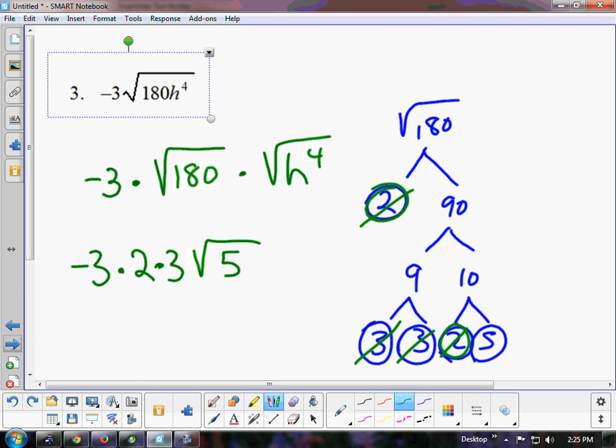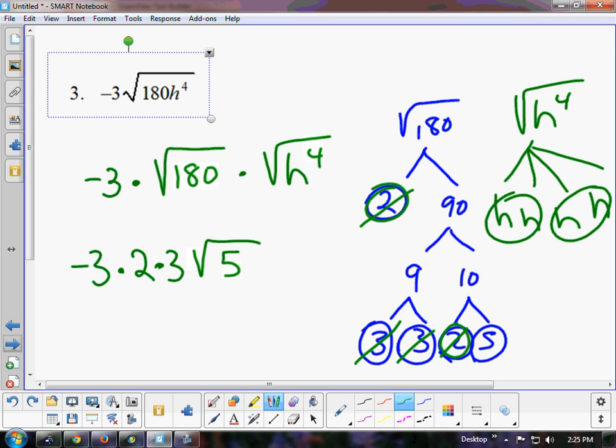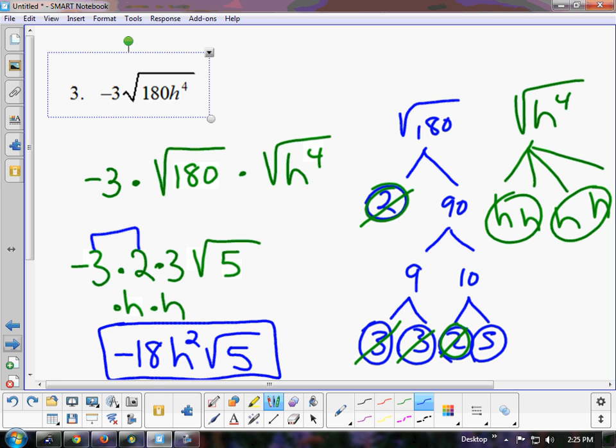Now we can do the same thing for radical h to the 4th. Well, that's 4 h's multiplied together. And since there's a double here and a double here, that means 2 of the h's come out on the outside of the square root. Now when I combine all this together, I can do negative 3 times 2 is negative 6 times 3 is negative 18, and h times h is h squared, and then I leave the radical 5 underneath the square root sign. So you could do this prime factorization way.